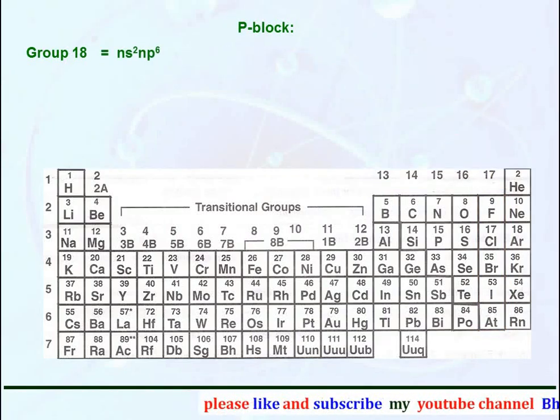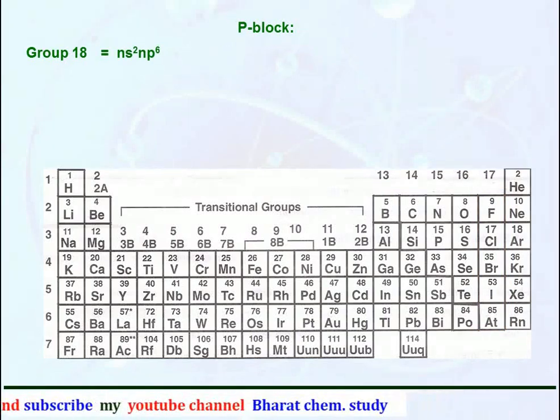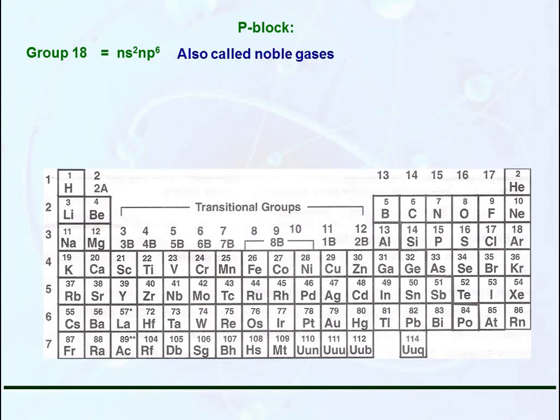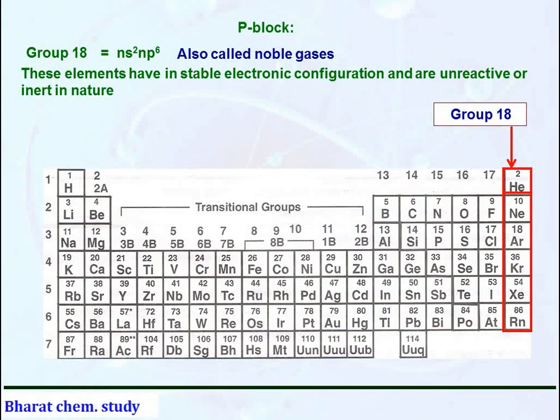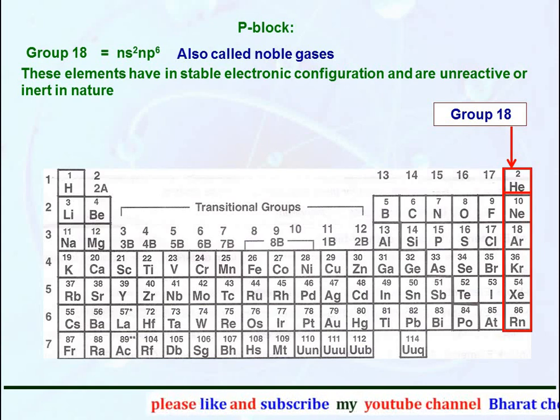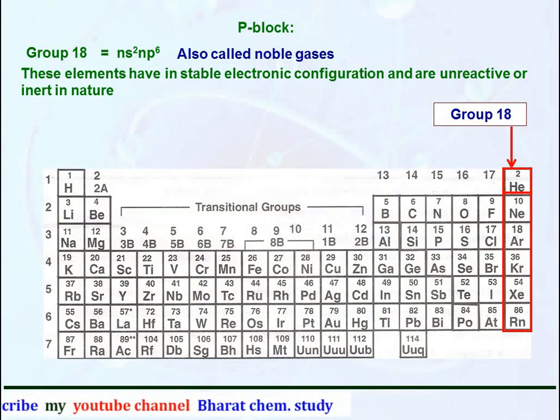Group 18 has the general electronic configuration ns2 np6, and is also called the noble gases. These elements have a stable electronic configuration and are unreactive or inert in nature because of 8 electrons in the last shell, or a fully filled p subshell.